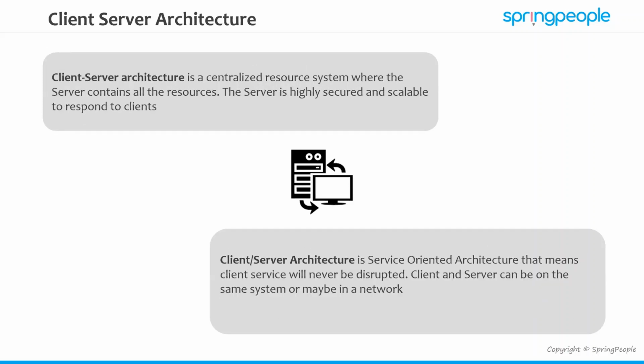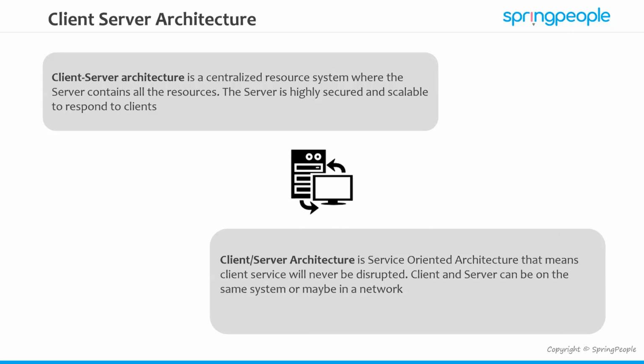Client-server architecture is a centralized resource system where the server contains all the resources. The server is highly secure and scalable to respond to clients. Most of the time, it is multiple clients requesting from one central server. But sometimes when there is a lot of traffic on the website or web application, we distribute our traffic to different small servers, so that in case of a lot of load, a load balancer can distribute traffic across multiple servers within the network.